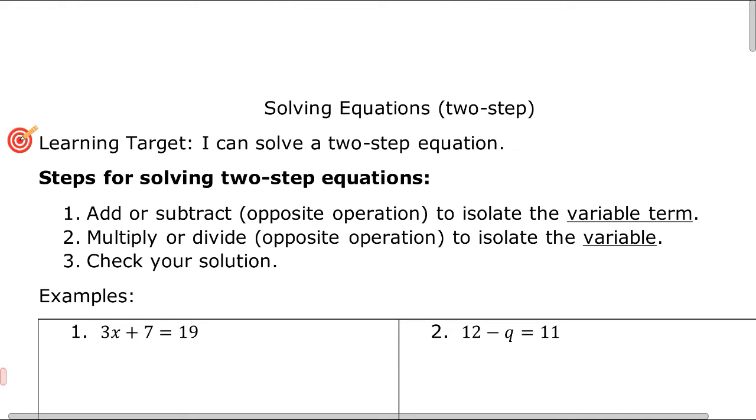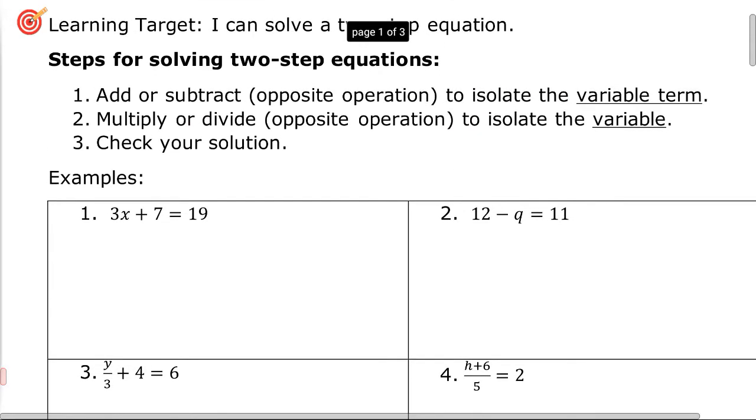So here are the steps for solving 2-step equations. Add or subtract, so do the opposite, to isolate the variable term. So we've got to get the variable all by itself. Then multiply or divide to isolate the variable. Check your solution. So we'll see what that means.